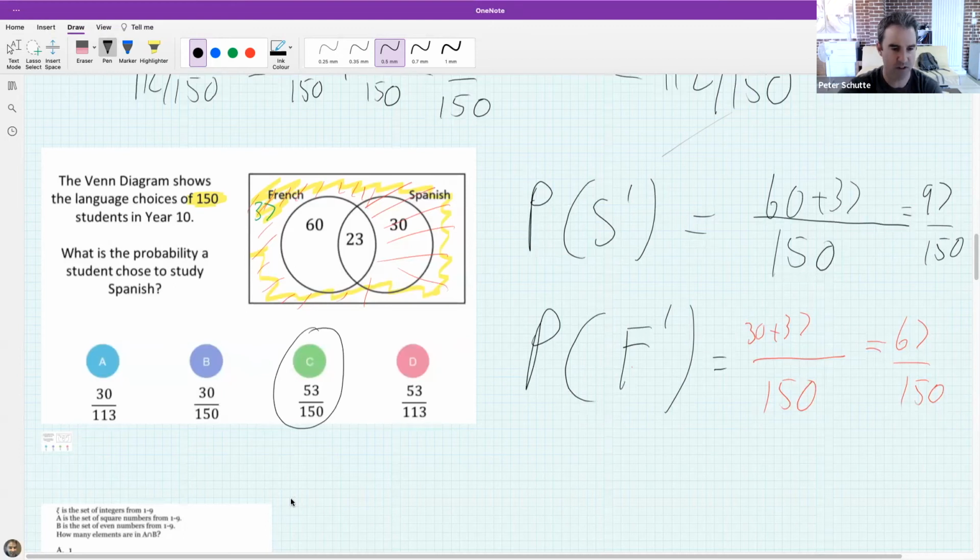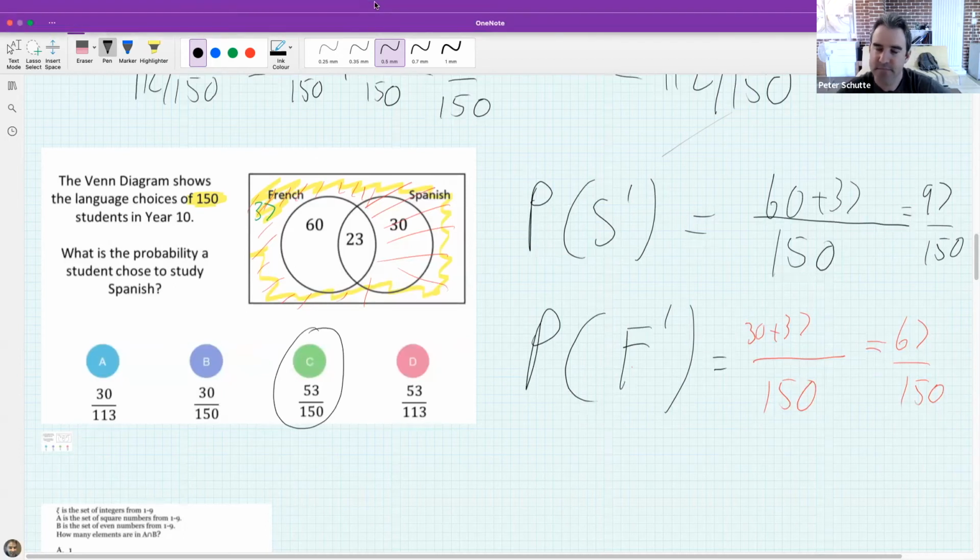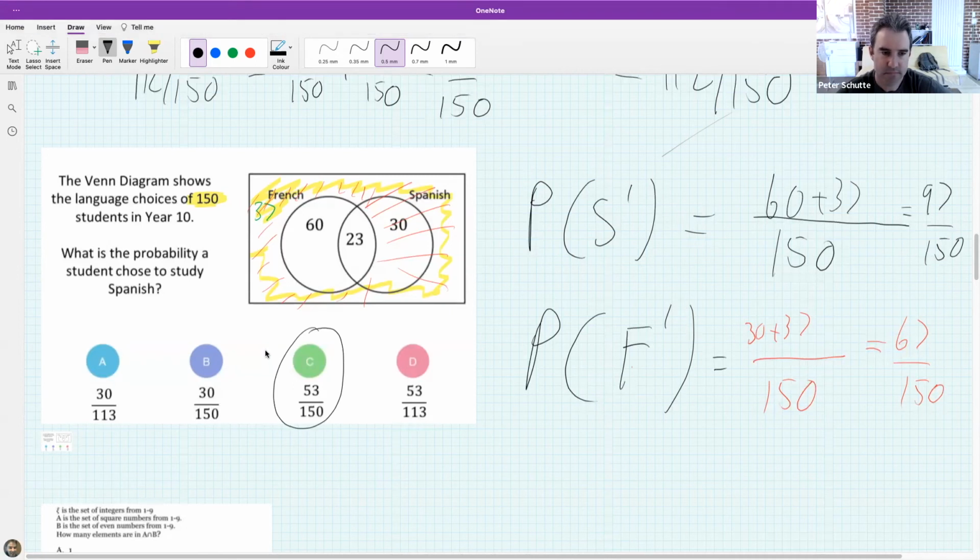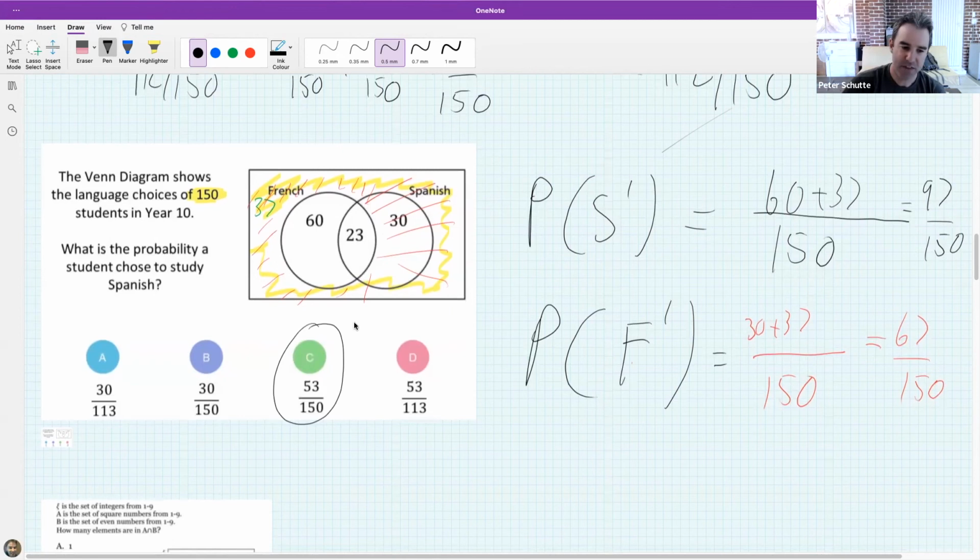Lusanda, what's your question? So I wanted to know, when you said we must calculate the ones that don't speak Spanish, is it fine if I said 30 plus 23 minus 150? Aha, yes, very clever. So what you're using is the complementary identity. The complementary identity says that if you want to work out P of F dash, you can just go 1 minus the probability of F. And you are absolutely correct. You get the same answer. Well done. That's a very insightful question.